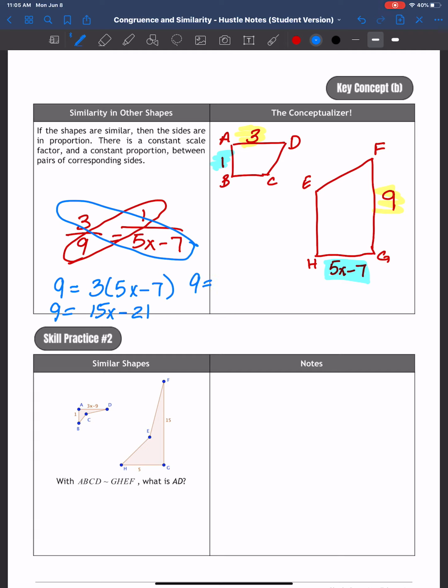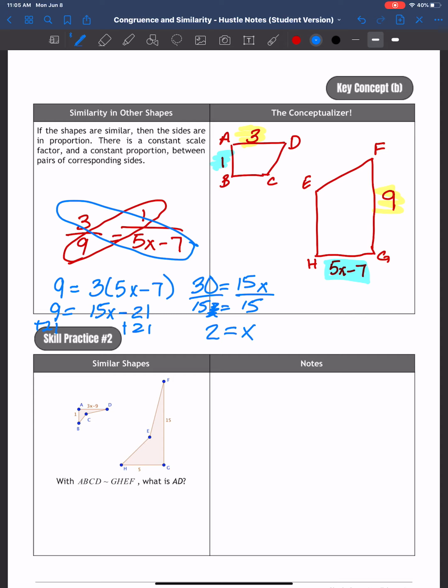Add my 21 to both sides. You get 30 equals 15x. Divide by 15. You get 2 equals x.